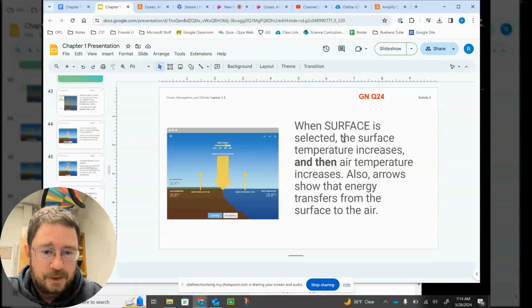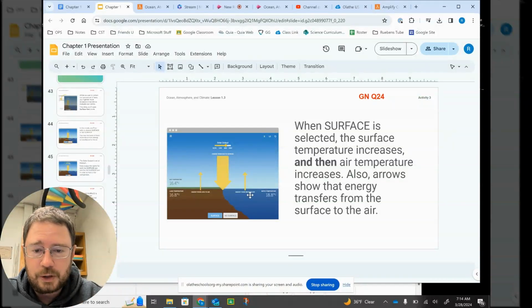When surface is selected, the surface temperature increases first, and then the air temperature increases. Also, the arrows show that energy transfers from the surface to the air. So we have this big arrow from the sunlight heating the ground, and then smaller arrows showing energy transferring into the air. So the energy goes into the ground or land first, and then travels to the air.